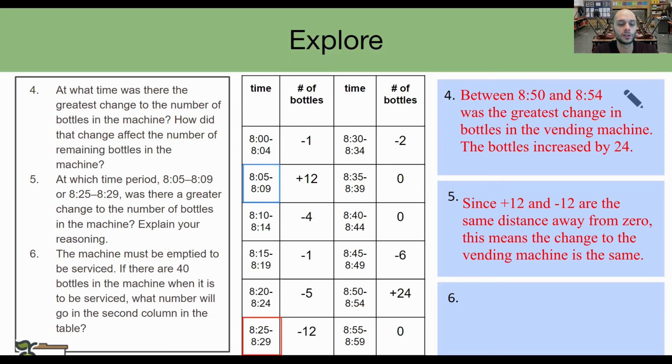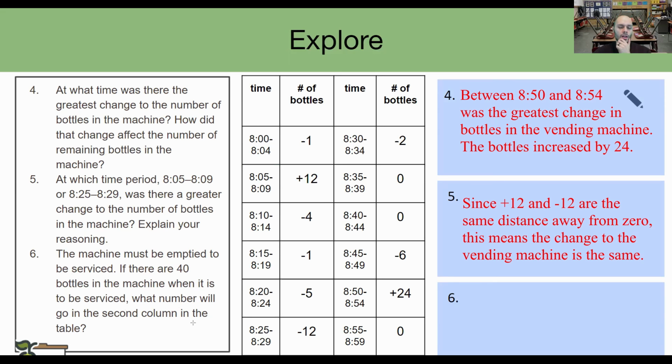Okay, so let's take a look at number 6. So what I want you to do is pause the video, read number 6 to yourself, try to answer it, and then unpause the video because we're going to read it and answer it together. All right, welcome back. Number 6, the machine must be emptied to be serviced. If there are 40 bottles in the machine when it is to be serviced, what number will go in the second column in the table?